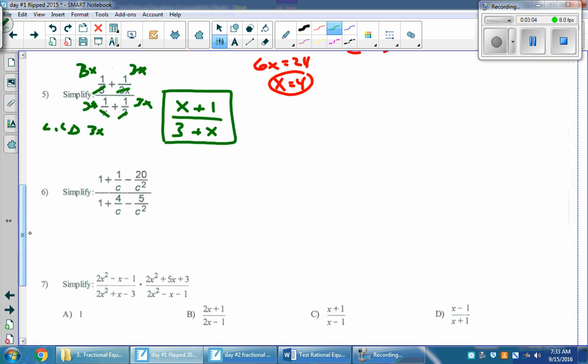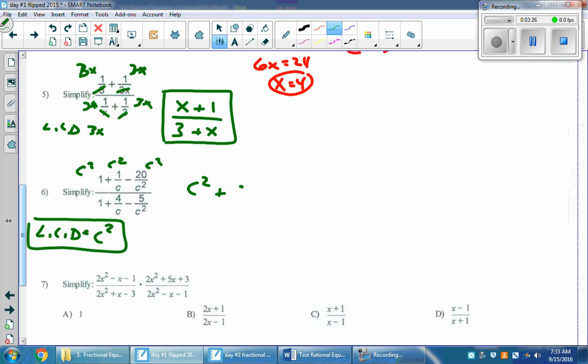6, a little harder one. Common denominator, LCD is c squared. Again, I see 3 terms on top. I automatically know when I multiply by this c squared, it's going to become a trinomial. Trinomial, same thing on the bottom. So c squared, c squared, c squared. So I'm going to get c squared plus c minus 20. Bottom gets me c squared plus 4c minus 5.